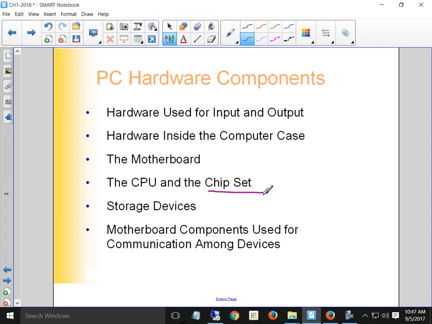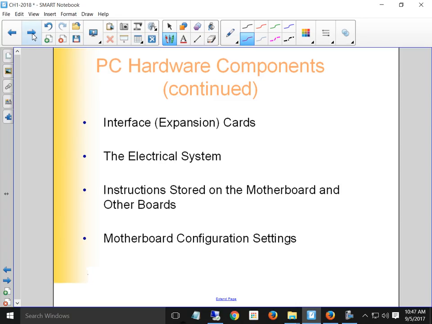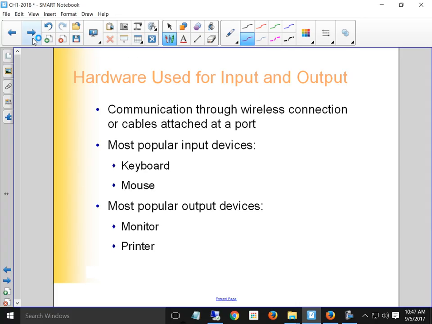It has the CPU, which is where most processing takes place. Also has our storage devices and any other devices that communicate through the motherboard. Okay. We also have our expansion cards and our electrical system. Everything that talks through the motherboard to the CPU. That's how everything happens. And we're going to talk about those motherboard configuration settings in just a minute when we talk about the boot process and the things that are done there.